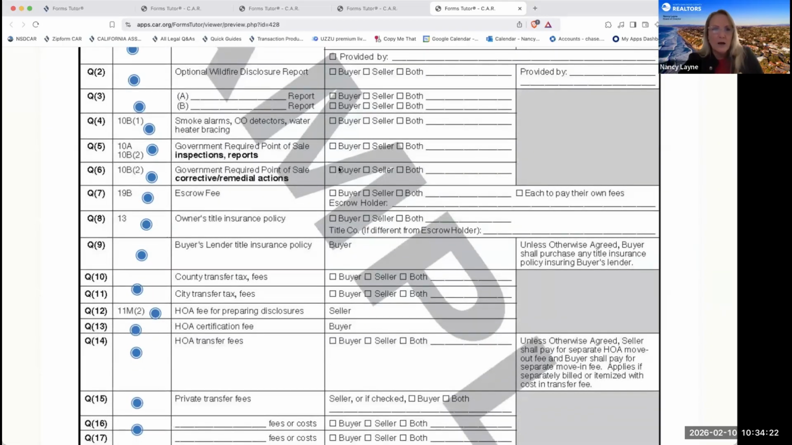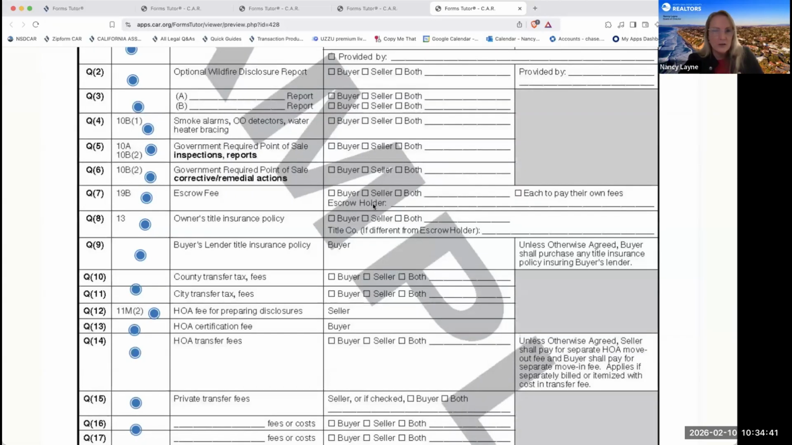Government requirement, point of sale, corrective or remedial actions. And you can put in here who's going to pay for any of those that are required. That can be things like a water heater, that kind of thing. Escrow fees. Most of us put each to pay their own fees. I'm not entirely sure why it's way over here, but then you can name the escrow holder. Title, same thing. Buyer's lender's insurance policy.